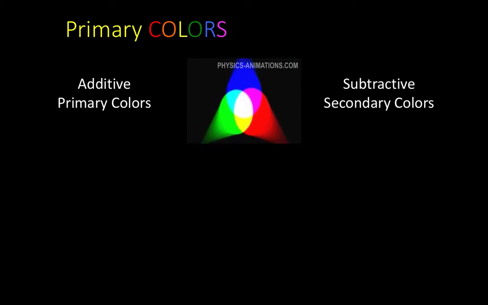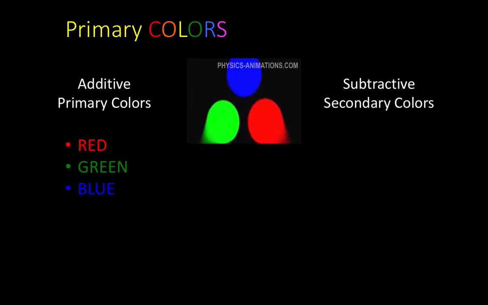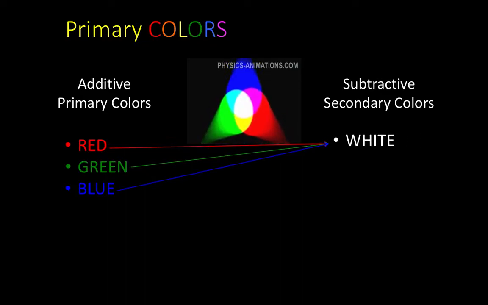Okay? And it's a little bit different than art class. The three primary additive colors of light are red, green, and blue. You don't need any other colors, just red, green, and blue, and you can make any other color. The subtractive secondary colors are your art primary colors. When you mix all of them together, you get white.